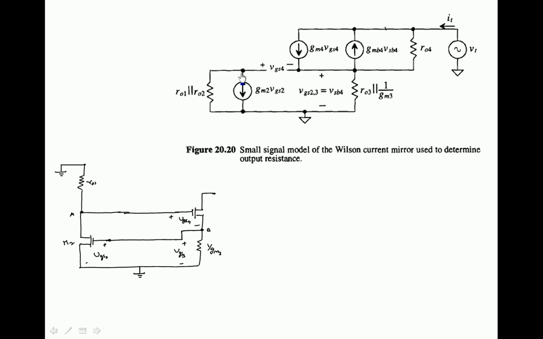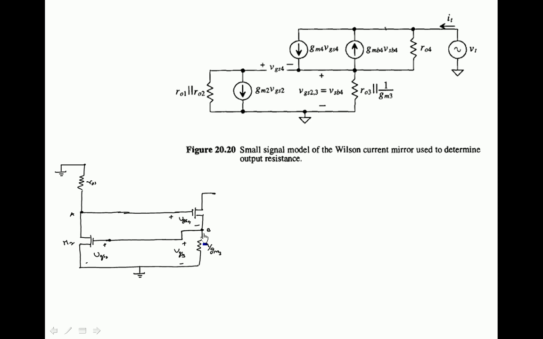From point A, there is R01 to ground, and this transistor is modeled with a resistor R02 in parallel with a current source. So that R02 is from point A to ground. R01 and R02 will be in parallel, and there is a current source in parallel with them, that is GM2 VGS2. And between point A and point B, there is a voltage source of VGS4. This is point A and this is point B, VGS4.